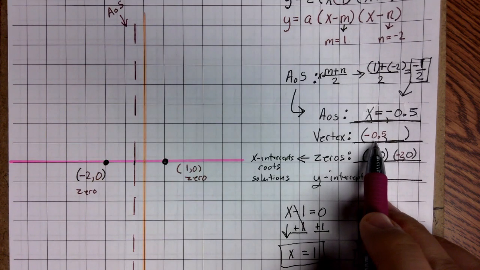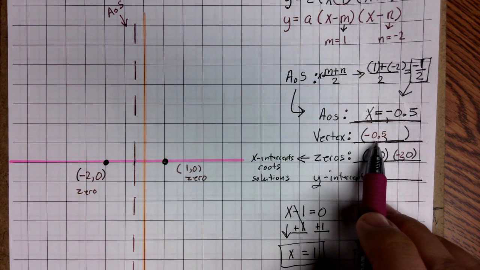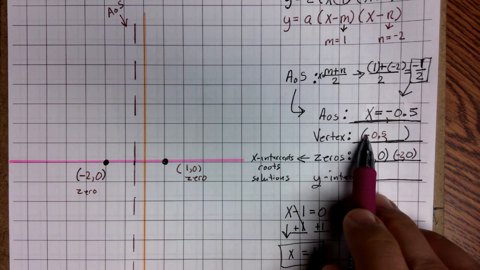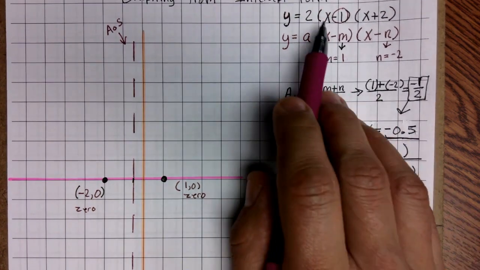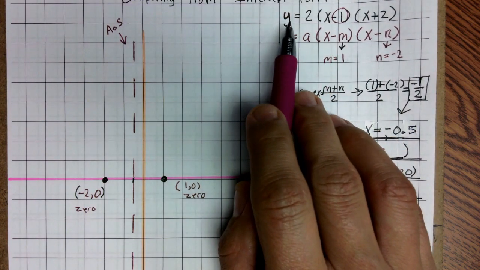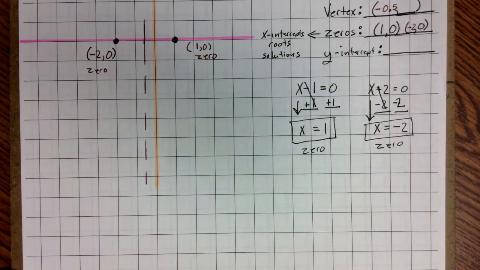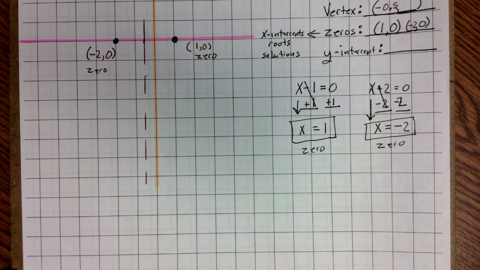But since we know that the vertex's x value is going to be equal to the axis of symmetry, negative 0.5, I can simply take that x value and substitute it in place of x in these factors, and then solve and figure out what the y value is. So let me show you what that looks like. I'm going to move this up so that we have a little bit more room to work this out.